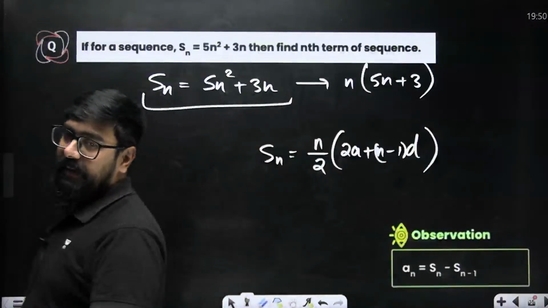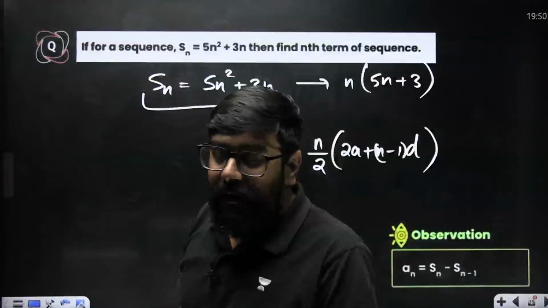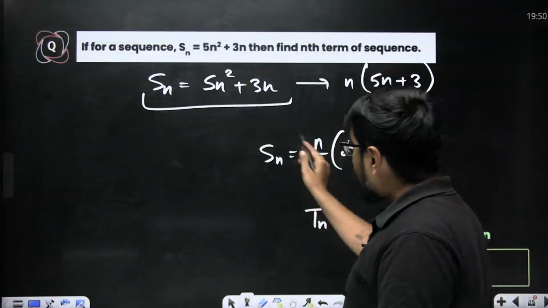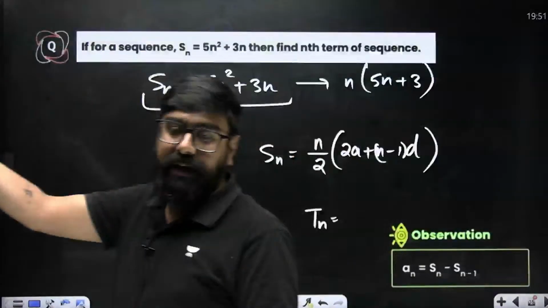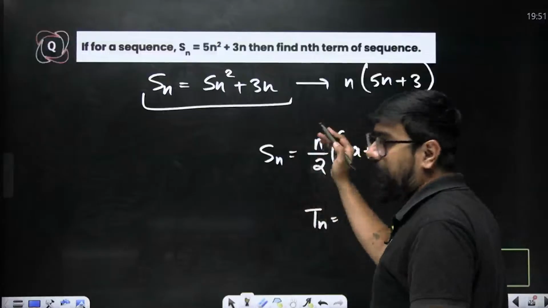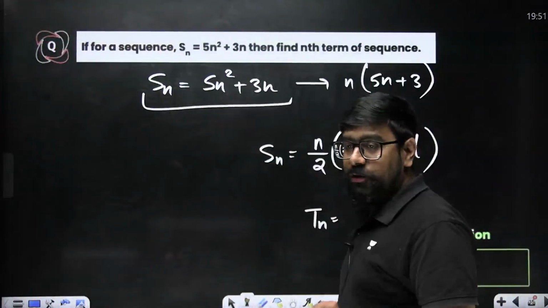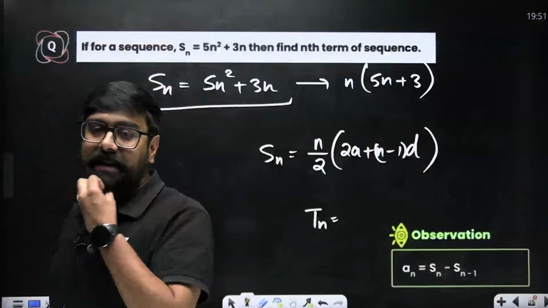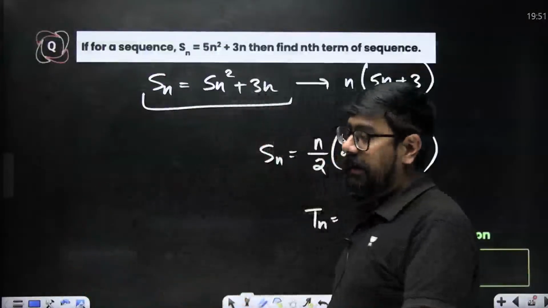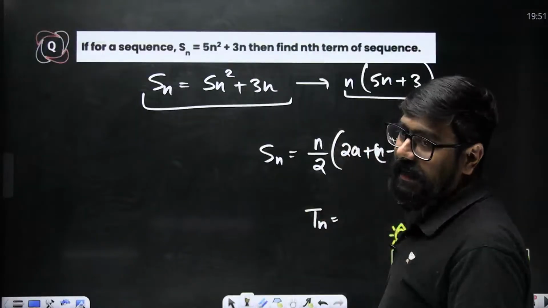And 5n plus 3 can be a general term of an AP only, arithmetic progression only. Why? Because a general term of an AP will always be linear, and the sum of n terms of an AP will always be quadratic. The expression for the sum of n terms of an arithmetic progression will always have degree 2. Remember this. Sometimes they might give you directly the sum of n terms of a sequence, written like this. You have to realize that if it is quadratic, then definitely it is an AP. And in this, 5n plus 3 is the general term.